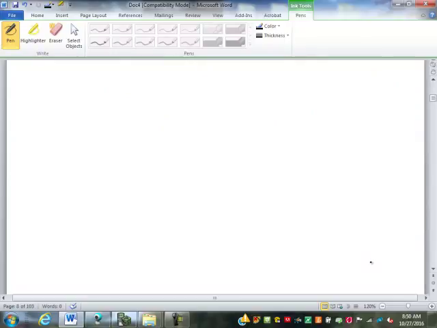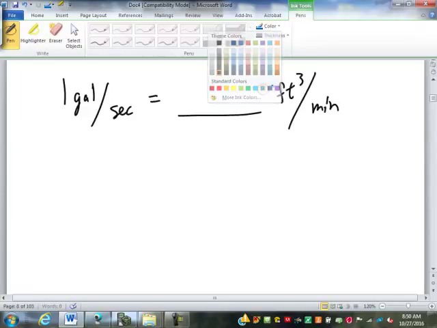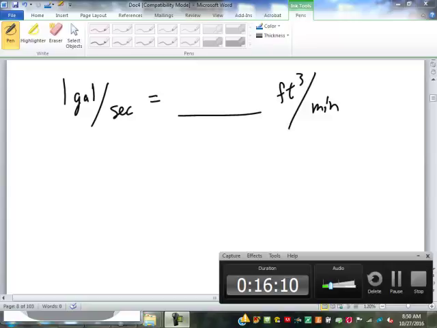Okay, well, let's do another one. Let's say we've got something listed as one gallon per second. I want you in your notes to try to change that to cubic feet per minute. CFM, basically. See what you come up with.